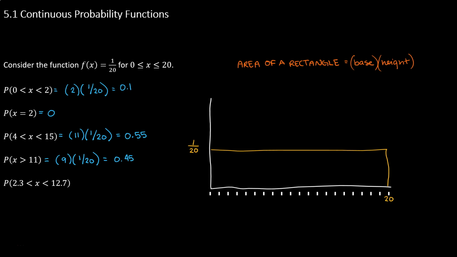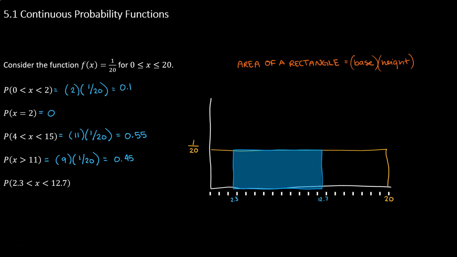So let's do one with some decimals. Let's look at the probability that our variable lives between 2.3 and 12.7. Well, to find the base, I will do 12.7 minus 2.3, and of course the height of the function is representative of the height of my rectangle. So I'm multiplying the base, 12.7 minus 2.3, which is 10.4, that's my base, multiplying that to my function, 1 over 20, to find the probability that my variable value is between 2.3 and 12.7.